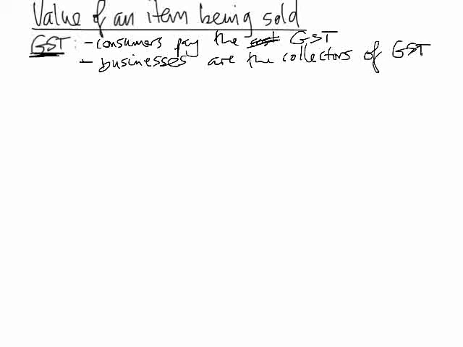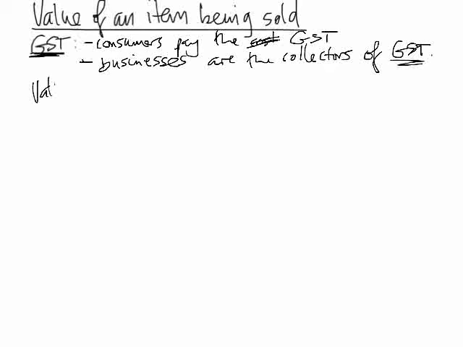so that you as a consumer don't have to worry about keeping all these receipts and keeping a record of everything you buy and then sending all that money over to the government. The businesses can do it because they're in a better position to do it. Okay? So, now we have to get to the idea of the value of an item.